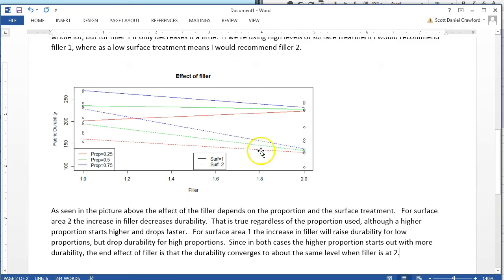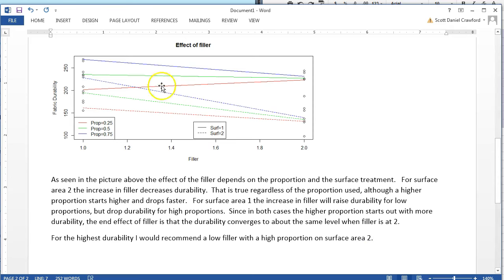It looks to me like it'd be easier to talk about these 3, and then we'll talk about those 3. So for these 3, increasing filler drops durability, more for the higher proportions. These 3, increasing the filler either increases durability or drops durability. And then I made a note because you can't help but notice that when the filler is 2, these proportions all converge to the same level of durability. You may also notice, because this graph shows everything so well, it's not hard to recommend how to get the highest durability. It's right here. Filler 1, high proportion, and surface area 1.